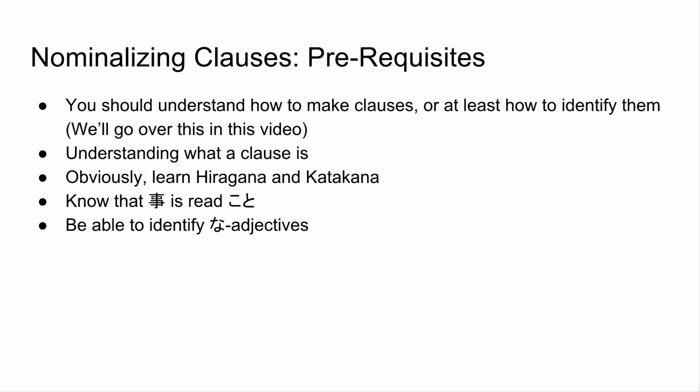And what the heck is a clause? Well, we'll get to that later. Anyway, you should understand how to make clauses, or at least how to identify them. We'll go over this in the video. We should have an understanding of what a clause is. Obviously, you need to learn hiragana and katakana. You need to know that koto, that kanji right there, is read as koto because I'm going to be using it a lot. And you need to be able to identify not adjectives especially, because they're going to get used a lot.